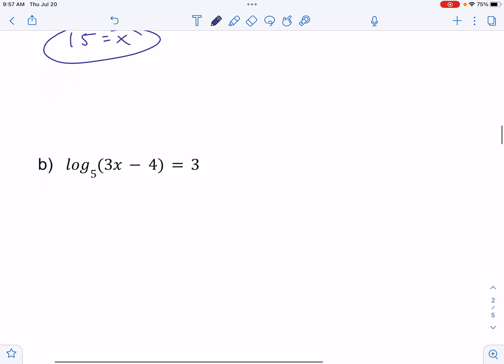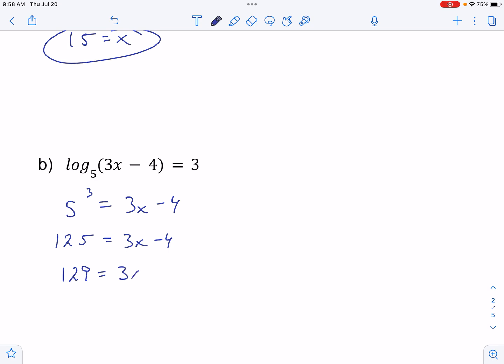Similar style here. Log base 5 of 3x minus 4 is equal to 3. Let's rewrite it as an exponential equation. 5 to the power of 3 is 3x minus 4. 5 to the power of 3 is 125, is equal to 3x minus 4. I move the 4 to the other side, I get 129 is equal to 3x, and when I divide both sides by 3, I get that 43 is equal to x. How lovely.